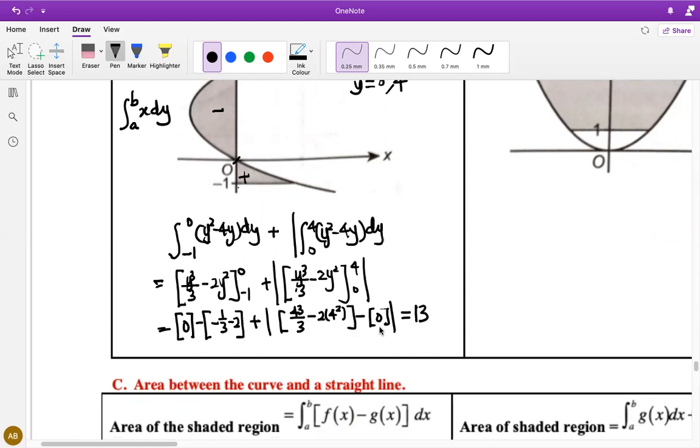Okay, so this part is negative. Negative 48 minus 16, 32, right? Negative 32 plus 4 cubed, right? This is 4 cubed. So it's 64 over 3 minus 32, right?